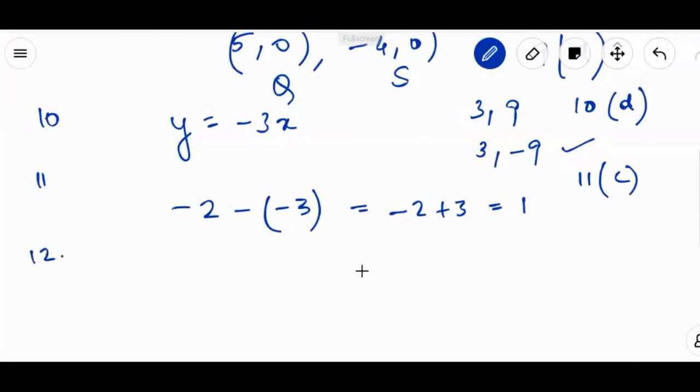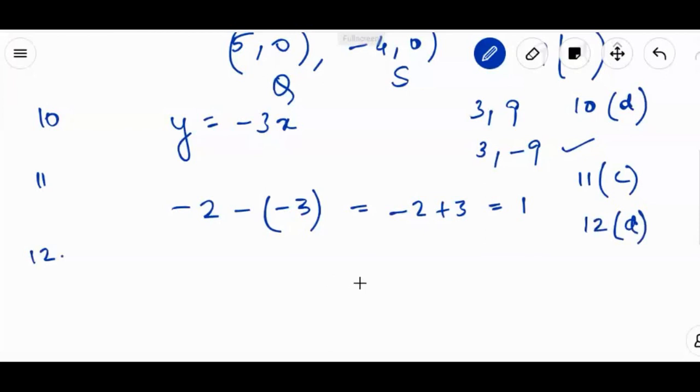Anyway. Alright, so question number 12. In the 12th one, it says, if plotting these points and joining, which is the following figure that is obtained? What figure have we got when we did this? Rectangle. Correct. So in the 12th, the option is D, that is rectangle.